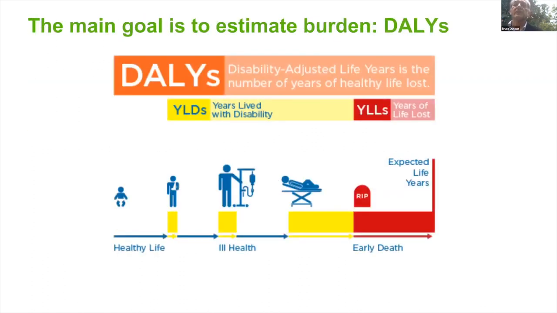The main goal of the GBD is to estimate burden, and the main metric for burden is DALYs. The DALYs are disability adjusted life years. That's to say disability adjusted life years lost to disease. It's the number of years of healthy life, completely healthy life, lost. DALYs are made up of morbidity and mortality. On the left, you have YLDs, or years lived with disability, which cover the morbidity part. To the right, you have YLLs, or years of life lost, which cover the mortality part.